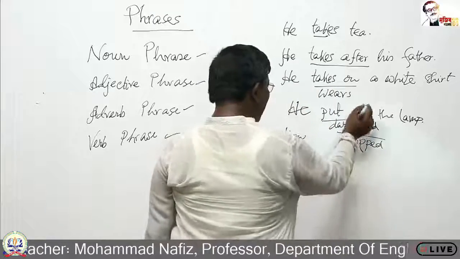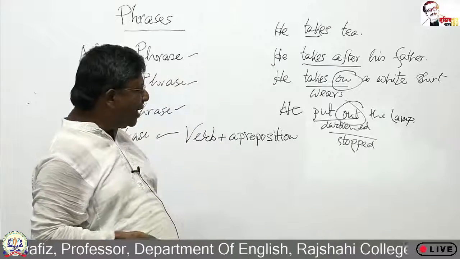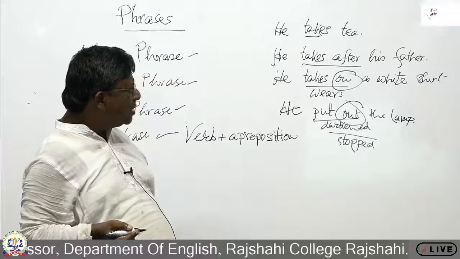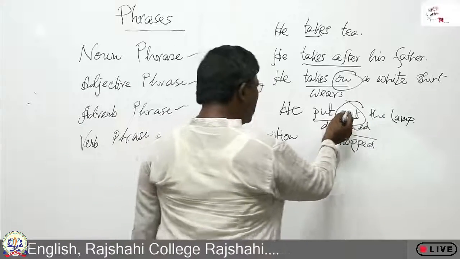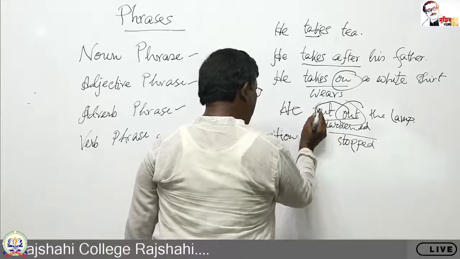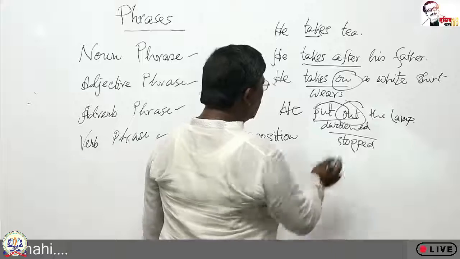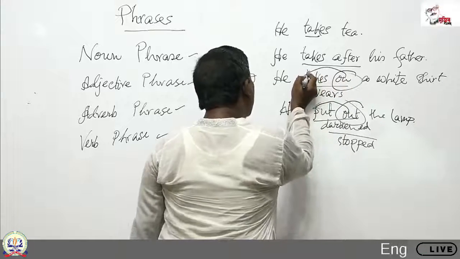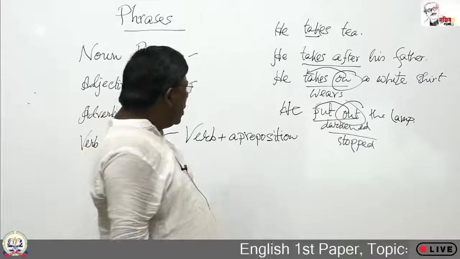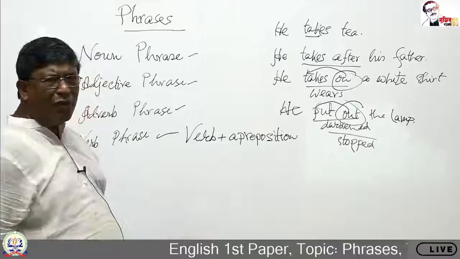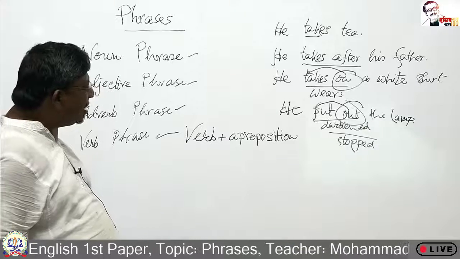Always remember that the preposition following the verb does not make a phrase with the rest of the words after the preposition itself. That is, out becomes a part in the verb phrase along with the verb put. On becomes a part in the verb phrase along with the verb take. So, we have such verb phrases in the English sentences.